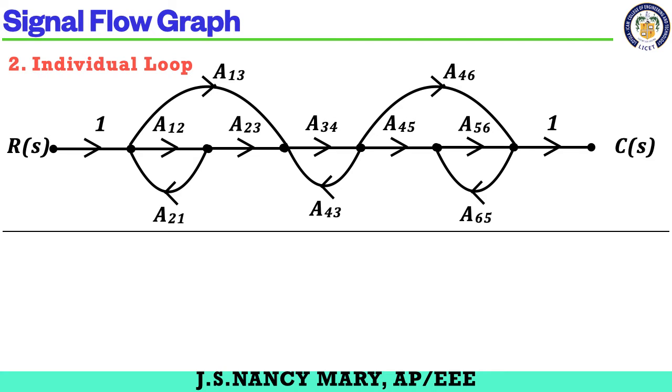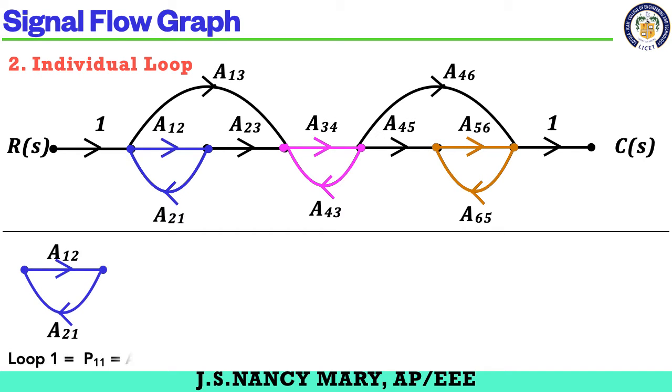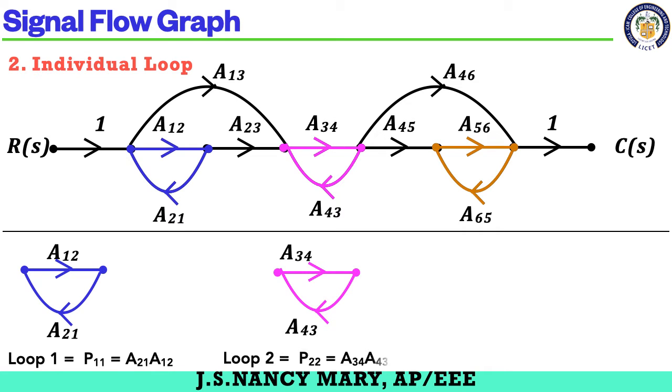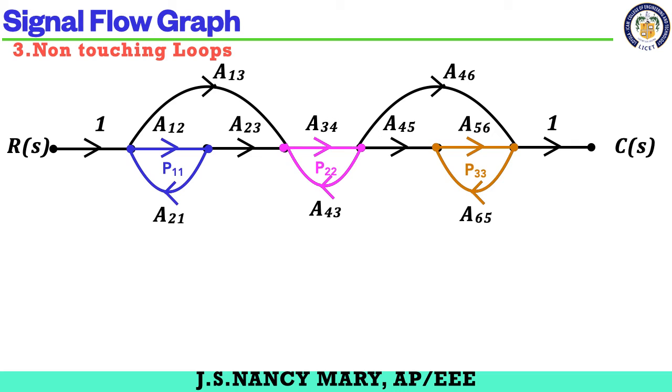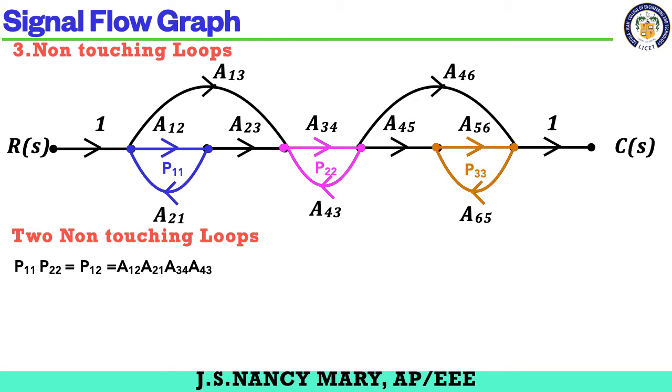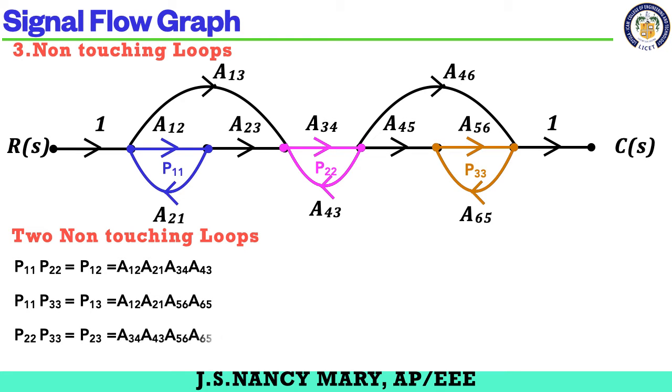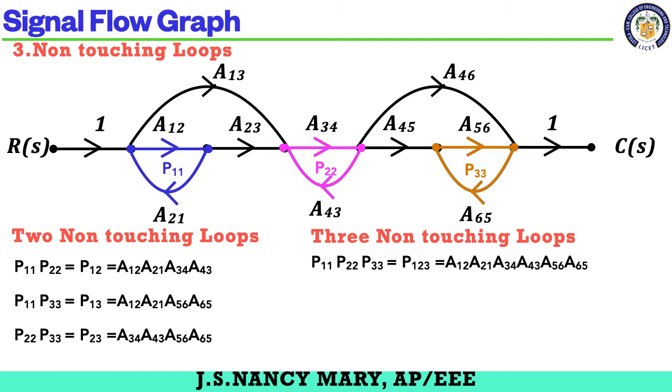In this we could find three loops, which are A12, A21, A34, A43 and A56, A65. So P11, P22, P33. Now we have two non-touching loops. P11, P22 is not touching, P22, P33 is not touching, and P11, P33 is not touching. So I could name it as P12, P13, P23. Now for the three non-touching loops, all the three loops are not interacting with each other. So I could name it as P123.